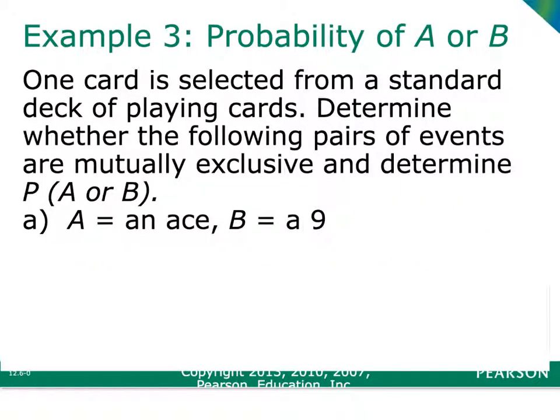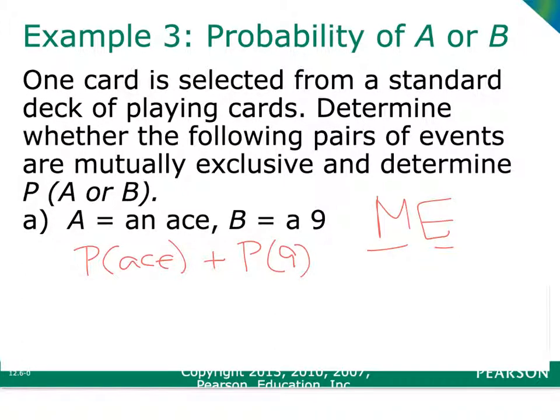Let's look at an example. One card is selected from a standard deck of playing cards. Determine whether the following pairs of events are mutually exclusive and determine the probability of A or B. First, A is the probability that you get an ace, and B is the probability that you get a 9. It's impossible to have a card that is simultaneously an ace and a 9, so this event would be considered mutually exclusive. All you would need to do is find the probability of an ace, the probability of a 9, and add those two probabilities together.